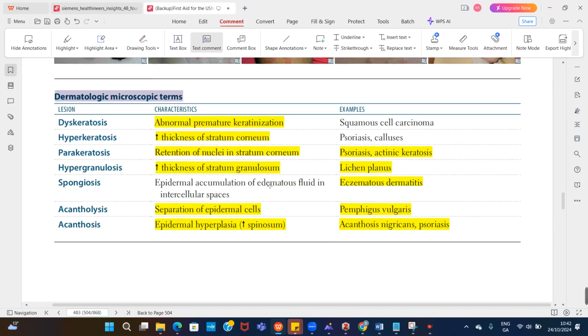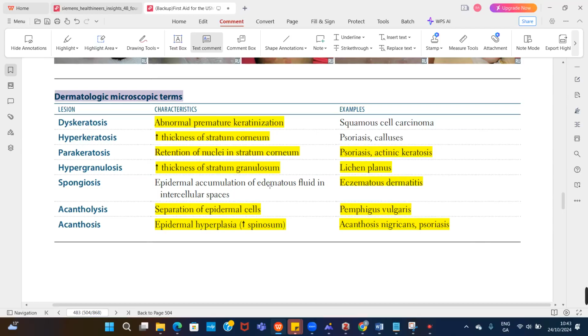For the stratum granulosum, it is what? Lichen planus. Psoriasis and lichen planus, they are brothers. Both of them are classified under the papulosquamous skin problems. But there are some salient differences you must know. Psoriasis is associated with hyperkeratosis and parakeratosis, while lichen planus is associated with what? Proliferation of your stratum granulosum presenting as hypergranulosis.